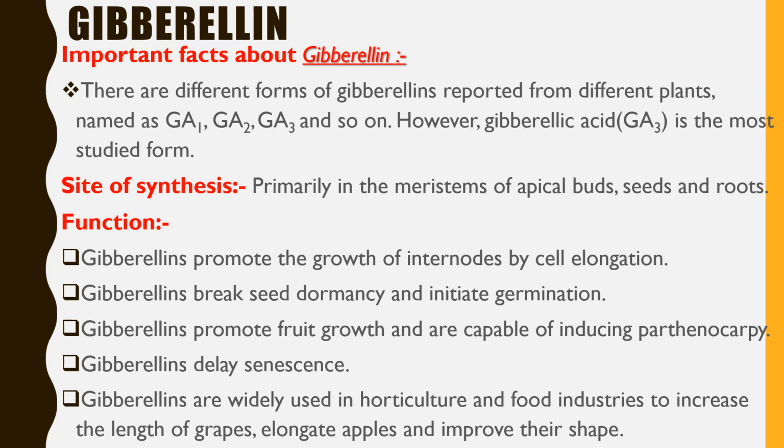Gibberellins are also widely used in horticulture and food industries. These hormones enhance longitudinal growth of internodes in dwarf plants. They are used commercially to increase the length of grapes, elongate apples, and improve their shape. Gibberellic acid is also used to speed up the malting process in brewing industry.